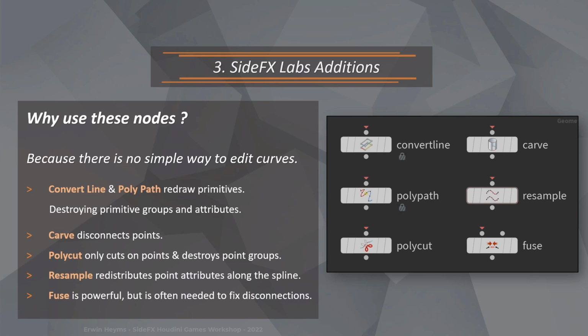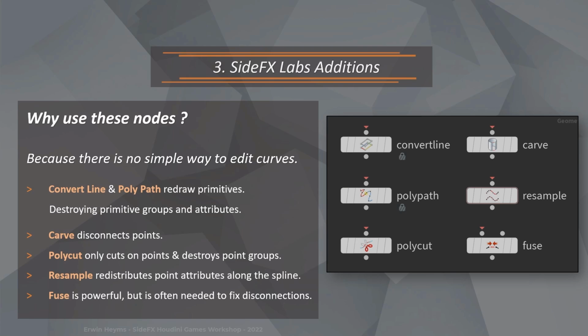There are a lot of nodes dedicated to editing curves, but they all have some kind of downside or some kind of thing you have to keep in mind. For example, the Convert Line and Polypath node can be very useful if you want to segment or recombine a curve. However, they redraw the primitive, and this means that they will destroy primitive groups and primitive attributes when they are run. So you always have to export those attributes to, say, the points, and then re-export it back to the primitives after you do these operations.